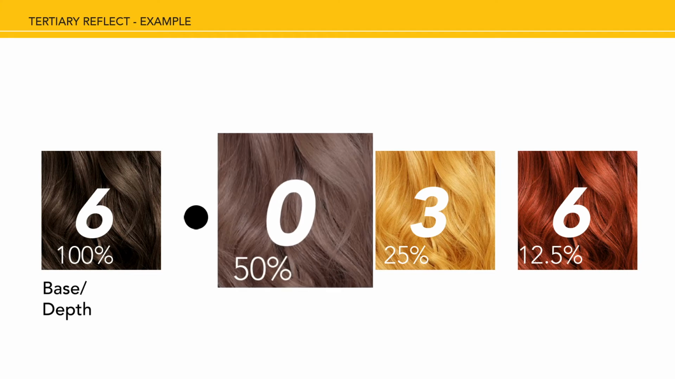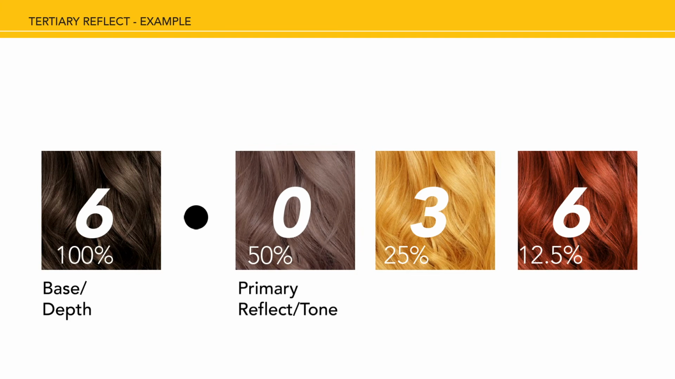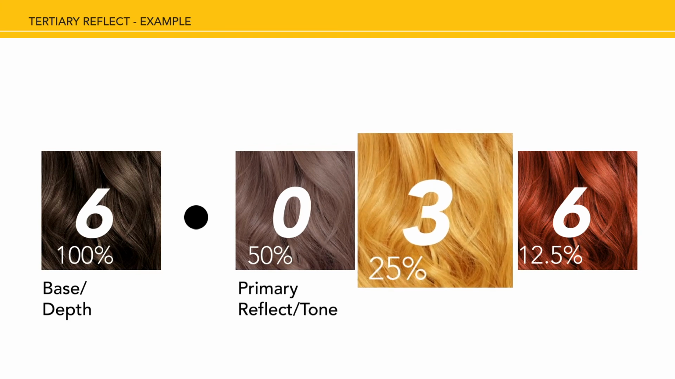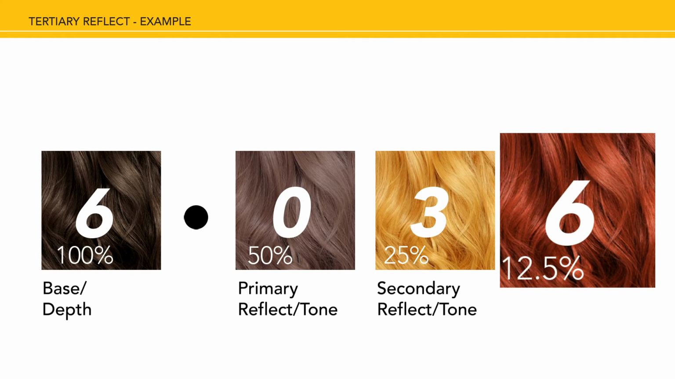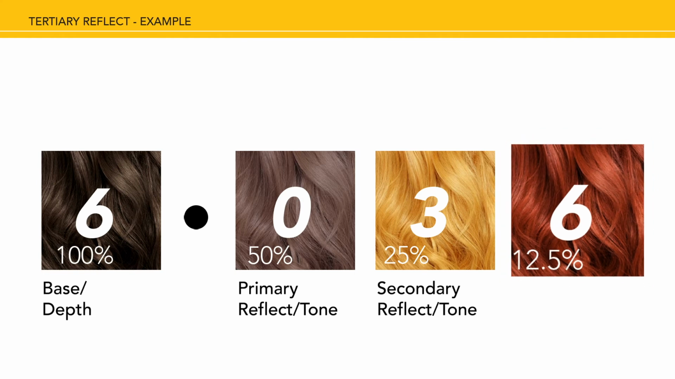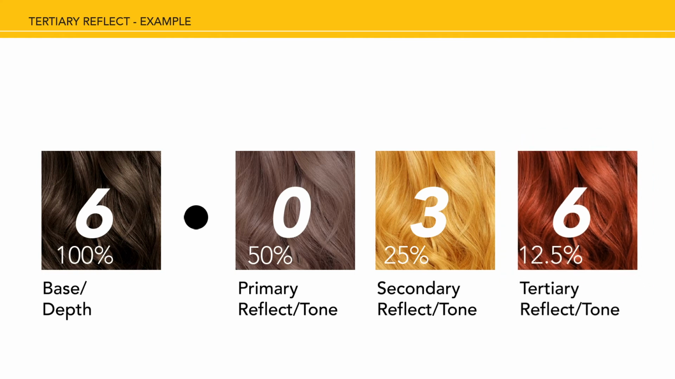0.036. So our primary tone with 50%, we have a natural shade. Our 0.3, our secondary tone, we have 25%. And our tertiary reflect in this particular shade is a 0.6 red, represented by 12.5%.